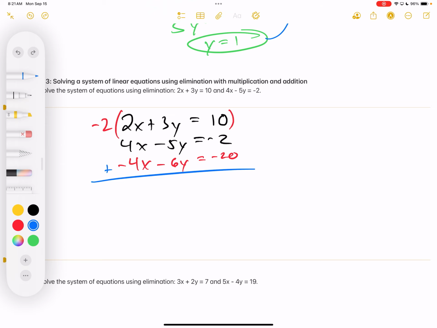When I add these up now, 4x plus negative 4x cancel out. Negative 5y plus negative 6y is negative 11y. Negative 2 minus 20 would be negative 22. So my x's are eliminated. That's why they call it the elimination or the addition method. You add them up to eliminate a variable. And now I have a very easy formula with y in it. I just divide by negative 11, and y is equal to 2.